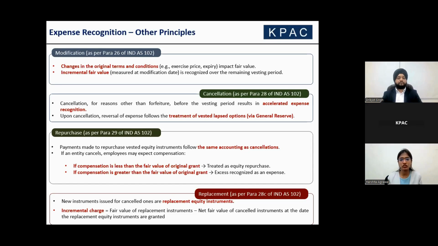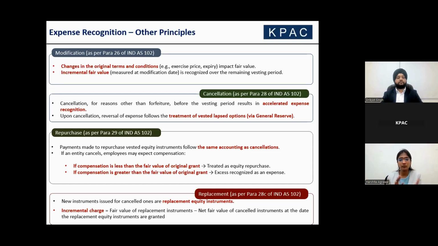Next, coming to repurchase. Many companies, especially startups and fast growing businesses, opt to buy back ESOPs from employees for cash instead of allowing them to convert to shares. This is typically done when companies want to offer liquidity to employees without diluting equity. So, from an accounting perspective, such transactions are generally treated as a repurchase of equity. The key principle here is if the company buys back the ESOPs at fair value, the excess amount is recognized.